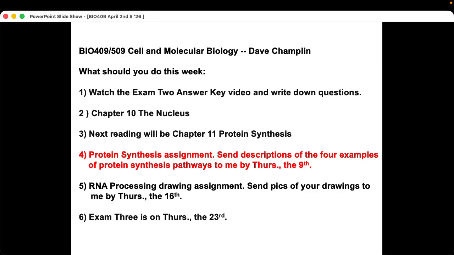This protein synthesis assignment is going to be right in the middle of the chapter. It explains most of the chapter. Then the RNA processing one is quite different from the chapter on the nucleus that we're talking about right now, because it's dealt with at a different point in our textbook. And then we're going to have our exam 3 weeks from today.